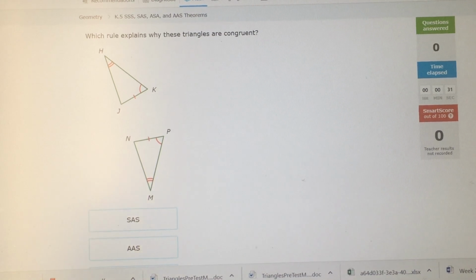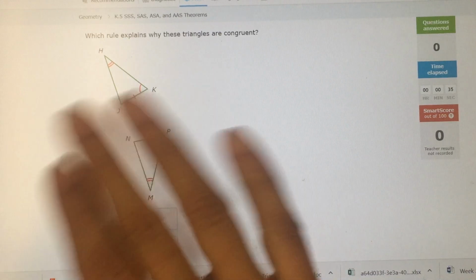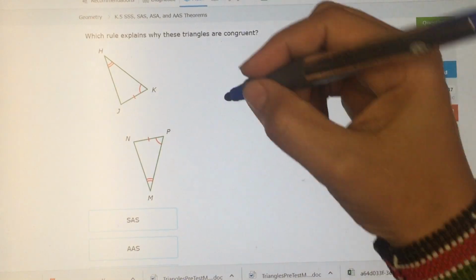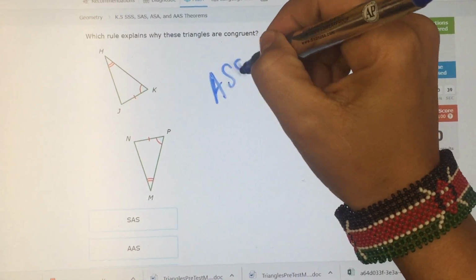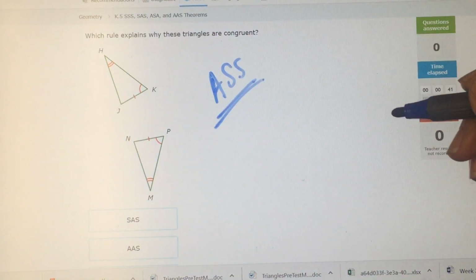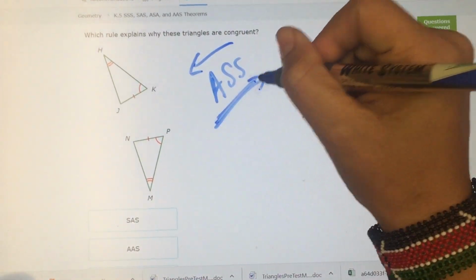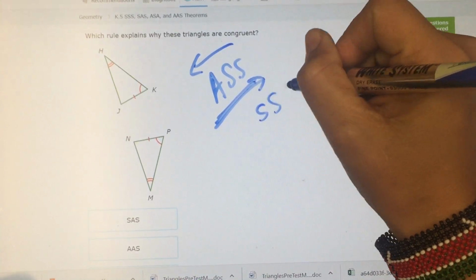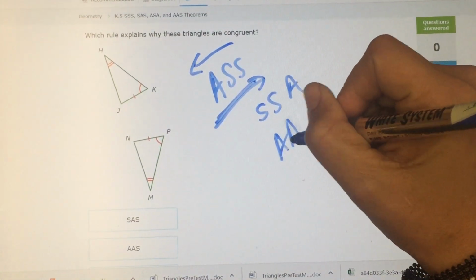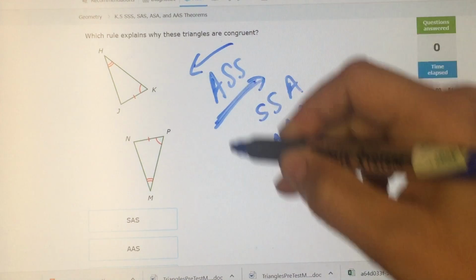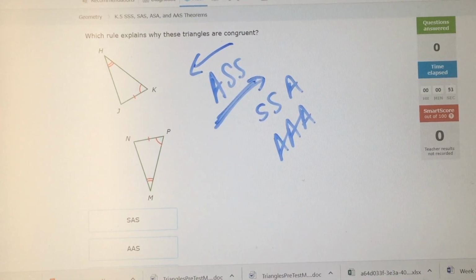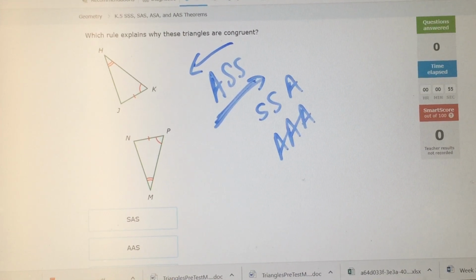Okay, so which rule explains that triangles are congruent? Remember, you can have every kind of combination except donkey forwards. Okay, we don't want that. Don't be a donkey backwards. So donkey forwards, donkey backwards, or AAA batteries. Any combination except donkey forwards, donkey backwards, or AAA batteries.